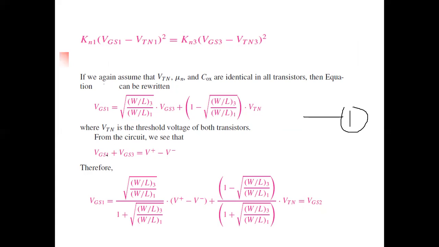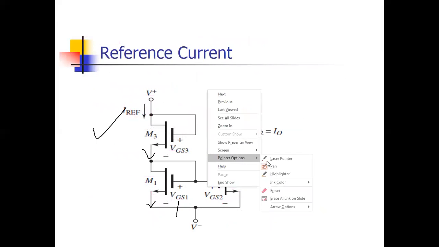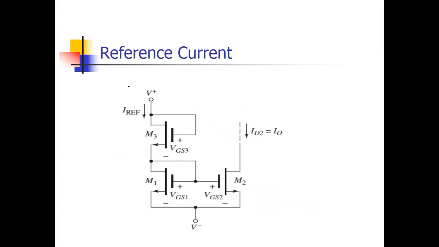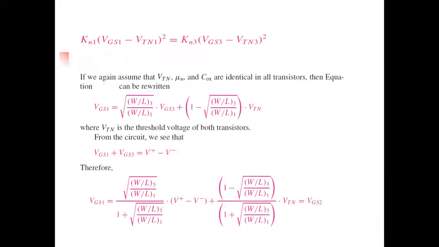Now, how to get this equation? VGS1 plus VGS3 equals V positive minus V negative. Now see, just tell me, what is the KVL equation here? I mean, just think about this. What is the KVL equation here? V positive minus VGS3 minus VGS1, very good, minus V negative equals 0. So this is your equation, the same equation written here.